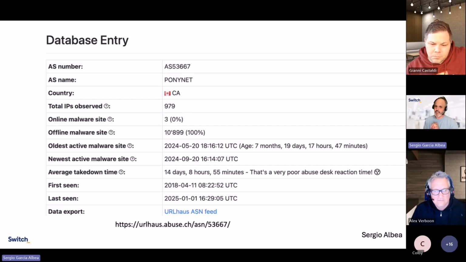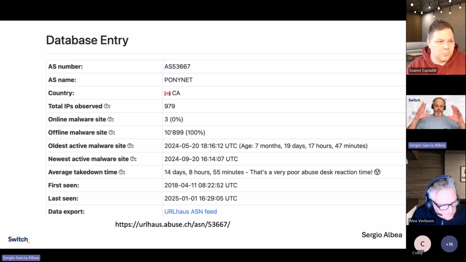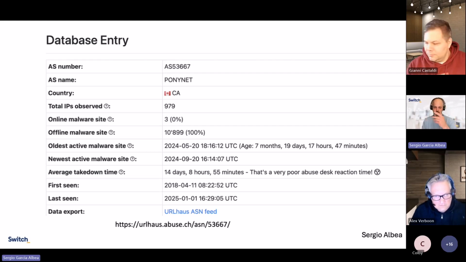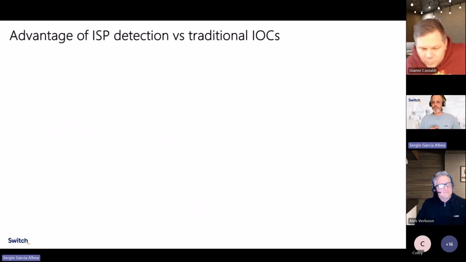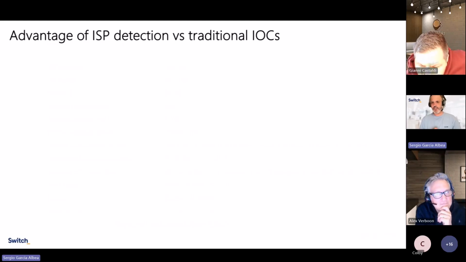This Ponynet, I have to admit that I have seen it a lot, and they are really active. As you can see, they have found more than 10,000 places with malware. So if you detect in your KQL queries that something is coming from this range of autonomous systems, I totally recommend you monitor it. And this is just one example that I found with the KQL queries that I will show you in the next slides. So, what are the advantages of detecting ISPs versus traditional approaches?